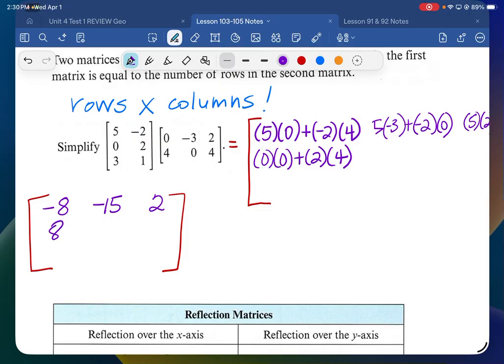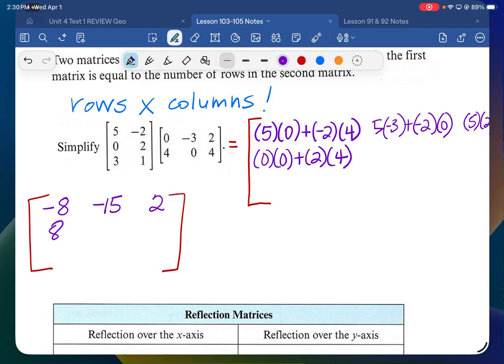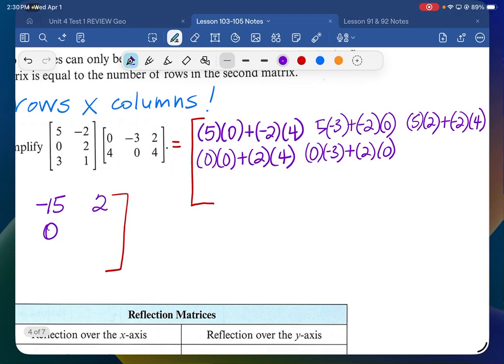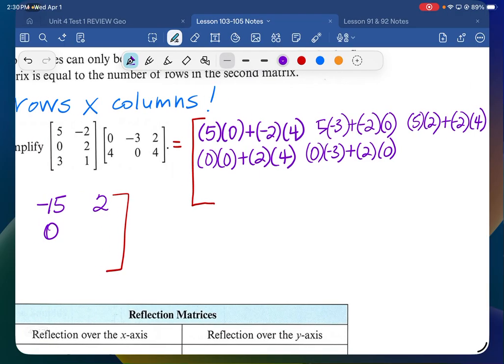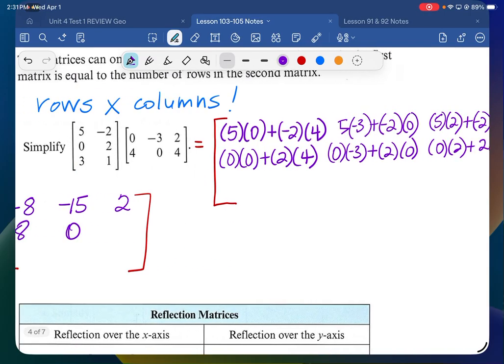All right, now, second row, second column. Tell me what to write. 0 times negative 3. And 2 times 0. 0 times negative 3 added to 2 times 0. Tell me the answer. 0. 0. Yep, I agree. Bless you. All right, tell me what to write for row 2 times column 3. 0 times 2 plus 2 times 4. And what is the answer to that? 8.